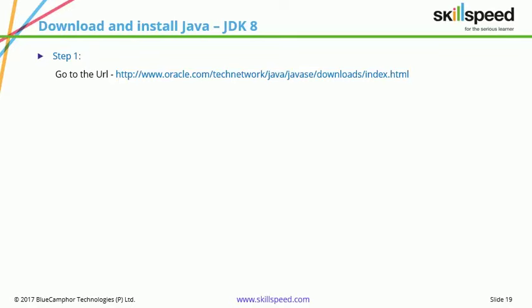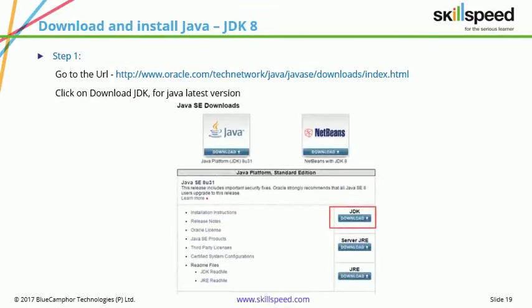It is shown to you as http://oracle.com/technetwork/java/javase/downloads/index.html. We have to go to this URL to download the latest version of the JDK, the Java Development Kit. You can also download previous versions if you are interested in the previous versions.